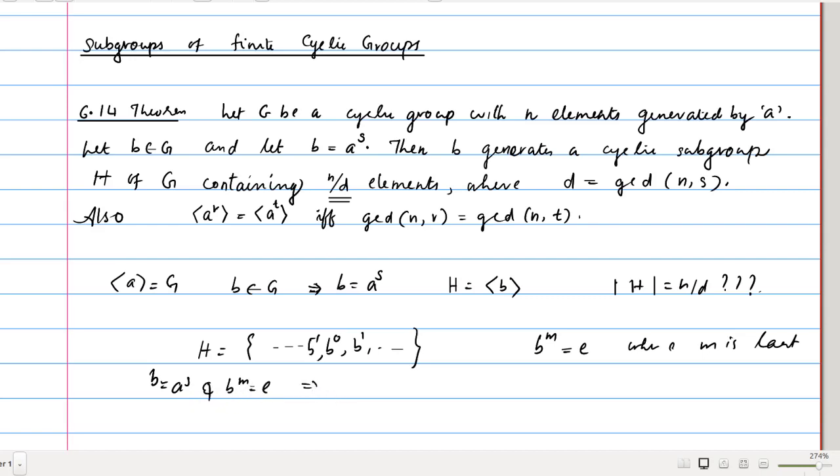This is if and only if B raised to this B is equal to this A raised to S, then (A raised to S) whole raised to M is equal to E. So this is if and only if (A raised to S) whole raised to M is equal to E. Okay, so this is if and only if n divides ms.